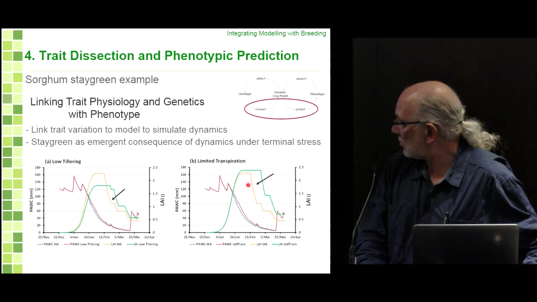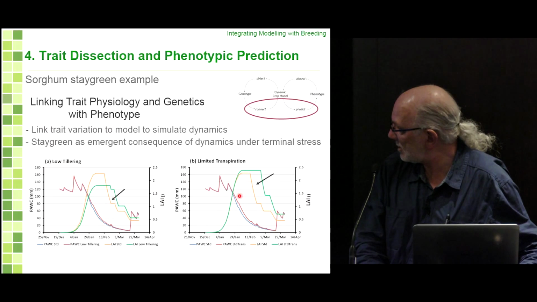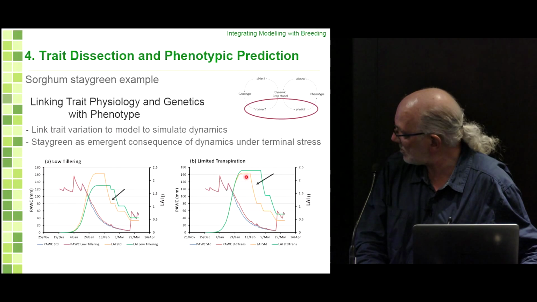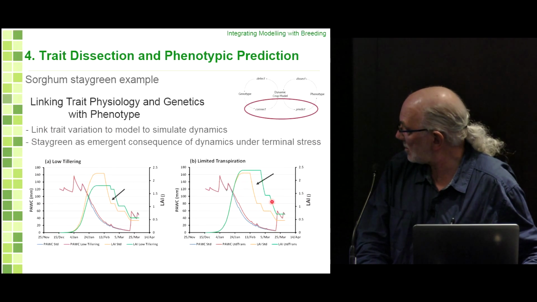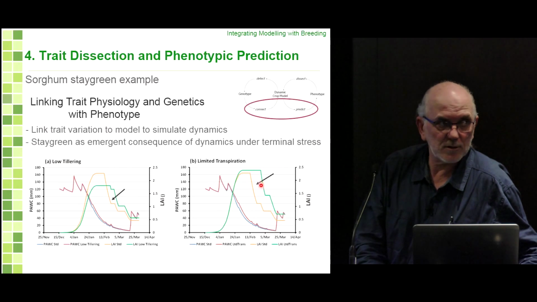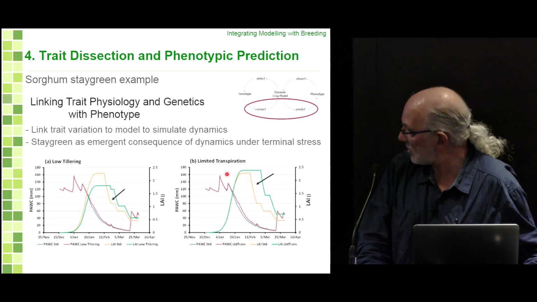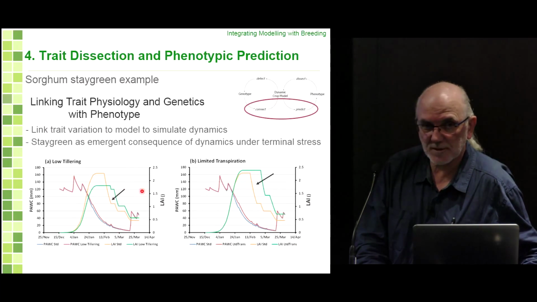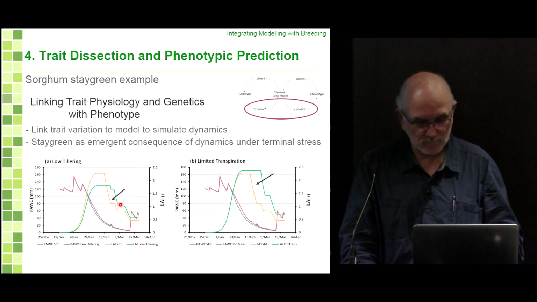Similarly, when you do limited transpiration, the same deal. If you restrict the transpiration under high VPD in the middle of the day, it doesn't use the water quite as rapidly, has the same leaf area capacity because you've got the same tillering, but it saves that bit of water and can stay green longer. So in these environments where you've got a severe terminal stress, the ones that normally highlight the expression of stay green, we can simulate that.